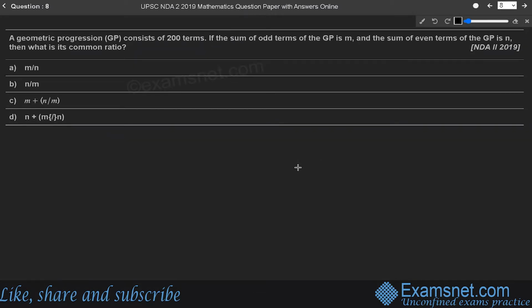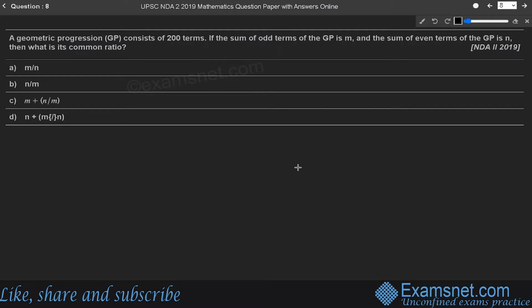Next question is, a geometric progression consists of 200 terms. If the sum of odd terms of the GP is m and the sum of even terms of the GP is n, then what is its common ratio? So we have to find the common ratio here. For this given geometric progression, let A be the first term and R be the common ratio of GP.